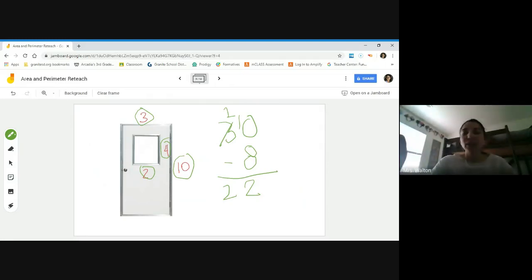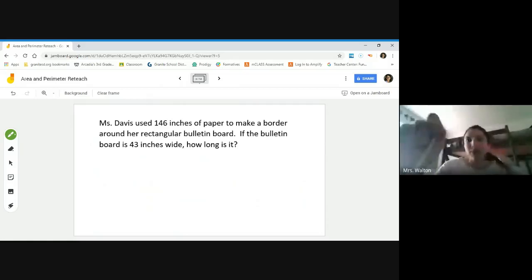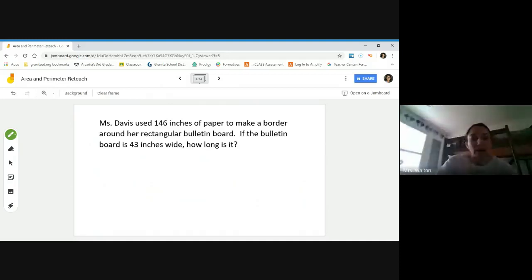And so apply that to word problems here. So we're talking about rectangles and stuff. So draw a picture of what it's telling you. So Miss Davis used 146 inches of paper to make a border around her rectangular bulletin board. So right away, I see that I'm talking about a rectangle. If the bulletin board is 43 inches wide, how long is it? And this goes back to levels 3 and whatnot.